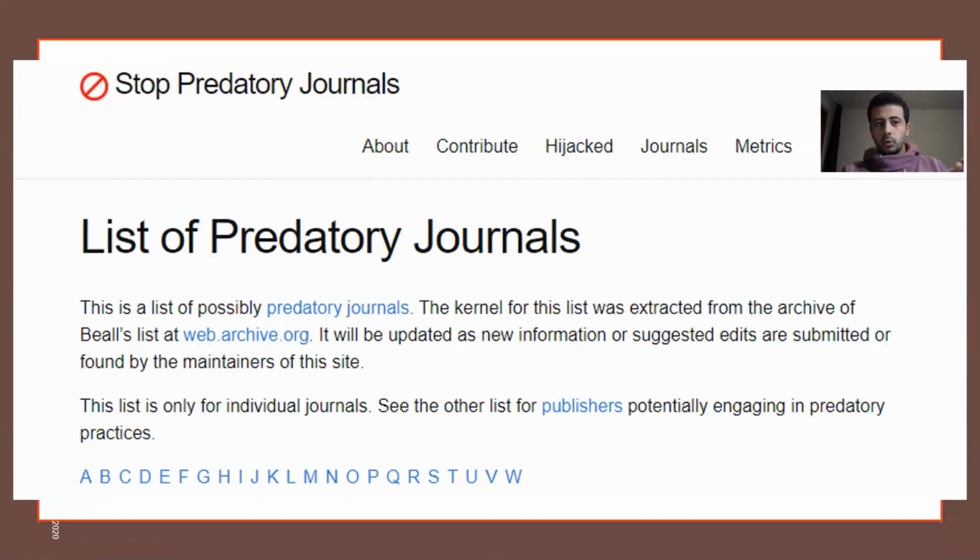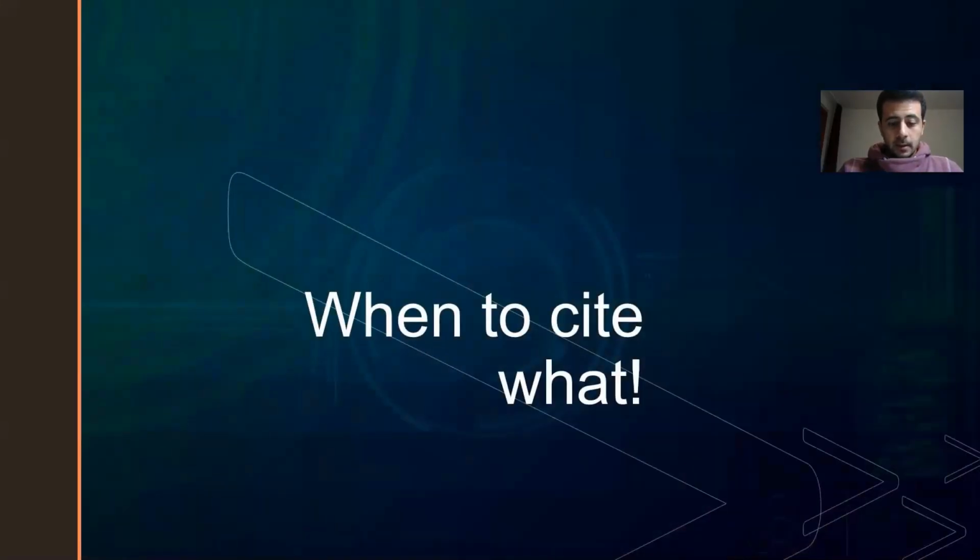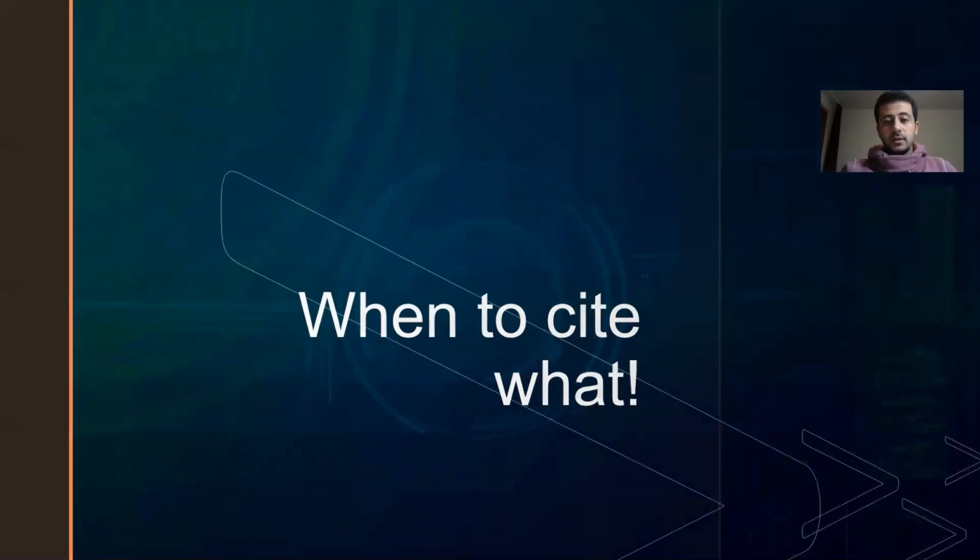And you can also go to this website. There's a whole list of predatory journals, and you can check if your journal is there. If it is not on this website, then you are safe and you can apply. So now, when to cite what?